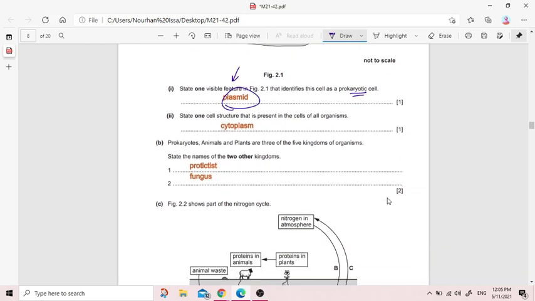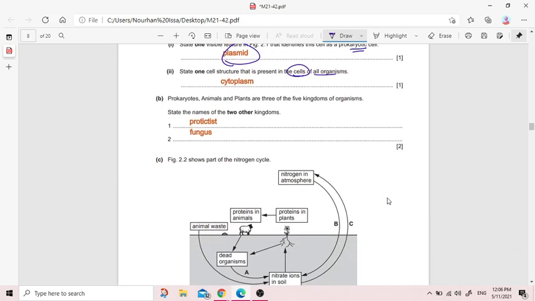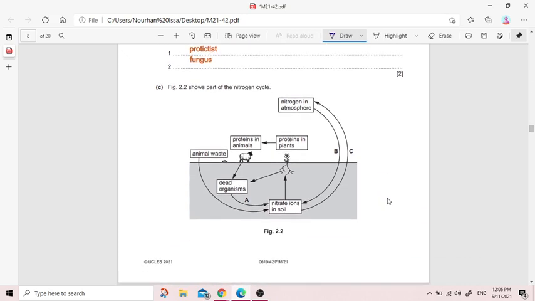State one cell structure that is present in the cells of all organisms. Cytoplasm, cell membrane, these are present in all living organisms. Prokaryotes, animals and plants are 3 of the 5 kingdoms. What are the other 2? We have protoctist and fungus.